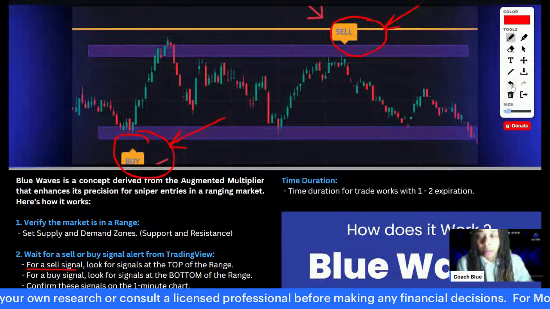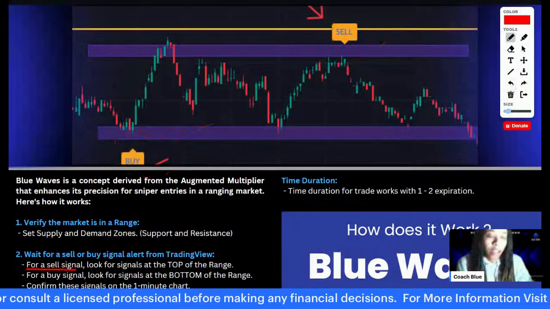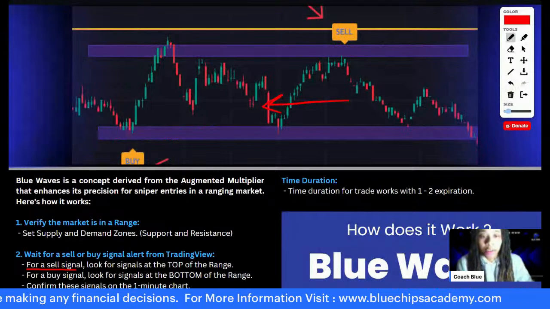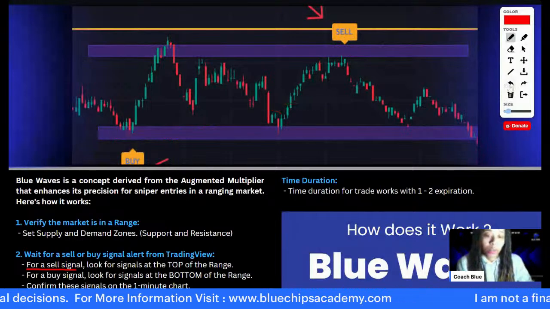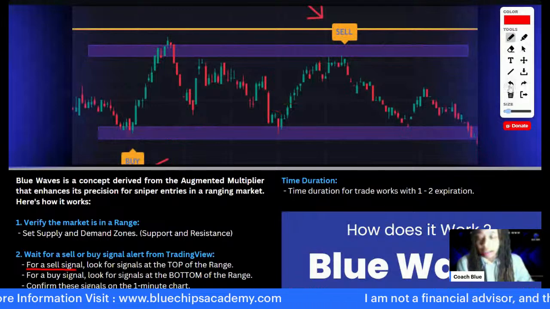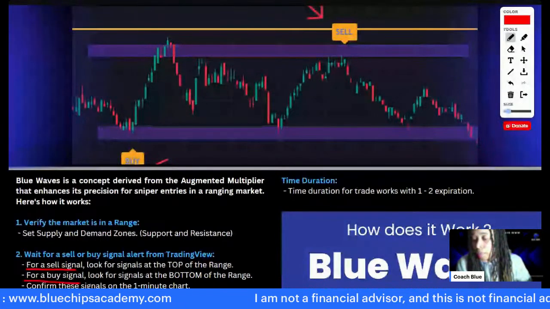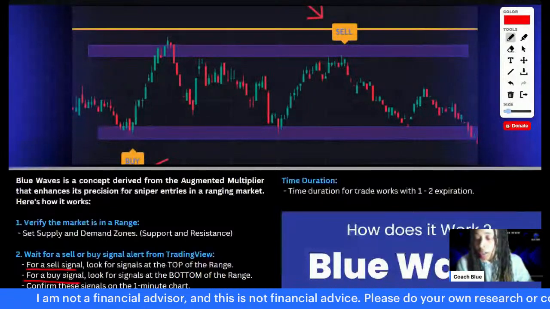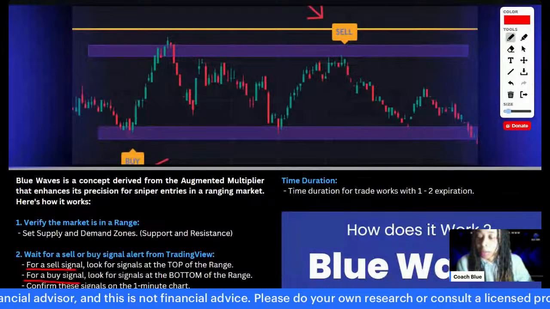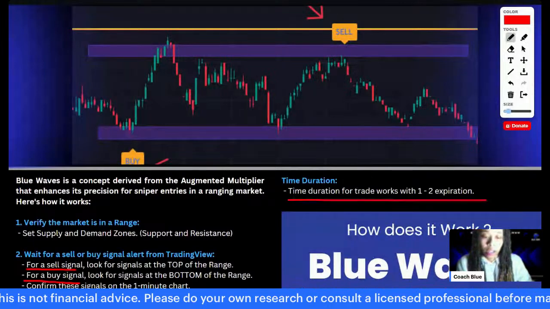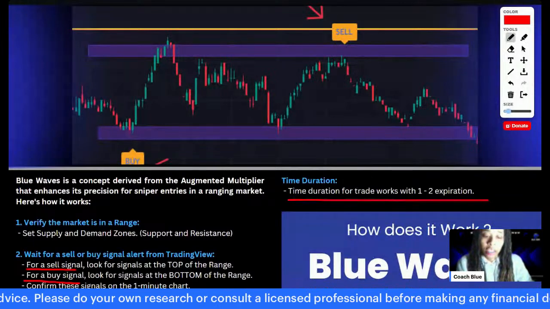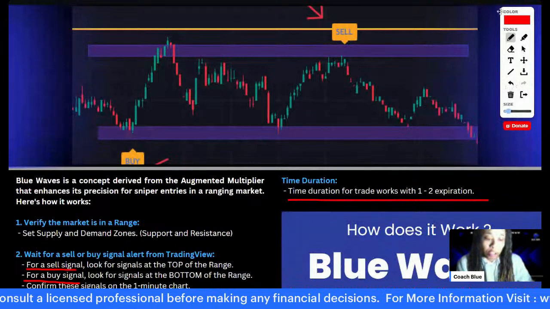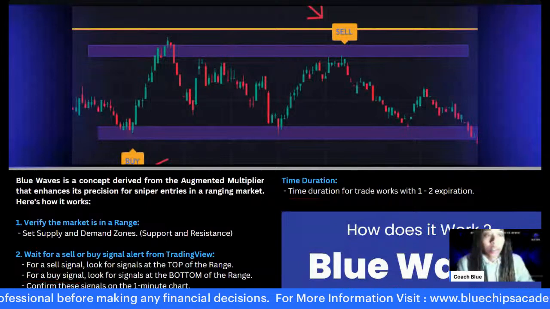Now, if you have significant support and resistance levels that might not be in the range, you can consider them if you can look to the left and see that there was recent price action in that area. For a buy signal, I just went over that, you just want to look for that at the bottom. Then you're going to confirm these signals on the 1 minute chart. The time duration for the trade works with a 1 to 2 minute expiration. So that's the blue waves.